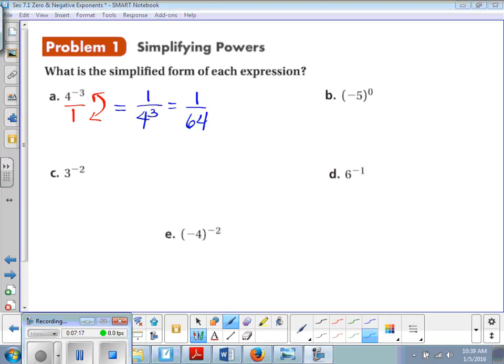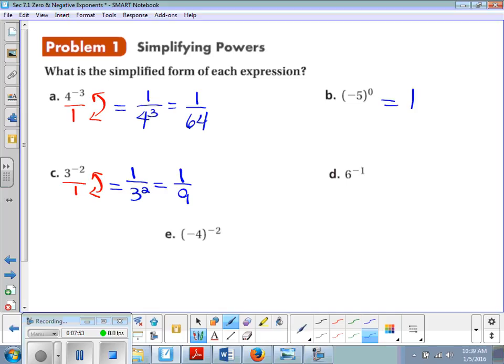For letter B, do I have to show any work on that one? No, because anything raised to the 0 power is equal to 1. No work necessary. For letter C, again, we're going to put that over 1. We're going to flip it. We end up with 1 over 3 to the second power, which simplifies to 1 over 9. Not 1 over 29. 1 over 9. Very good.